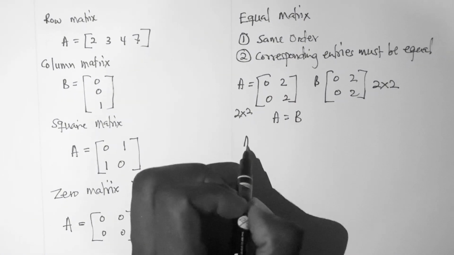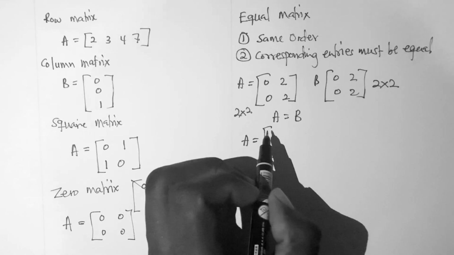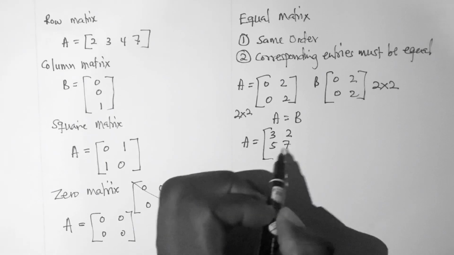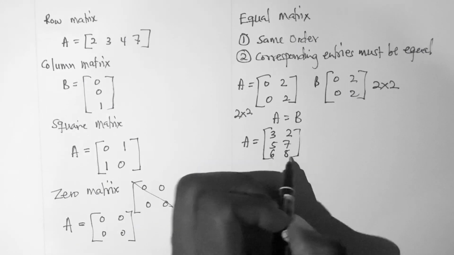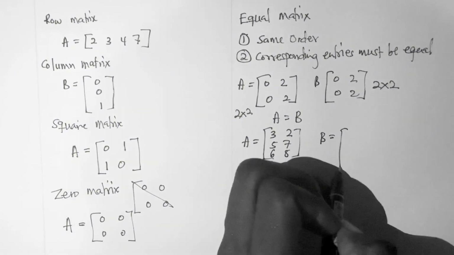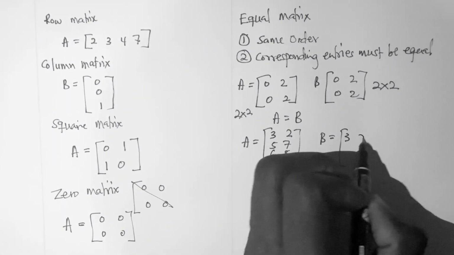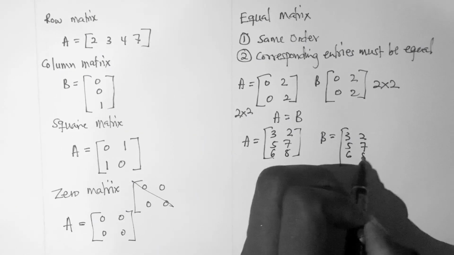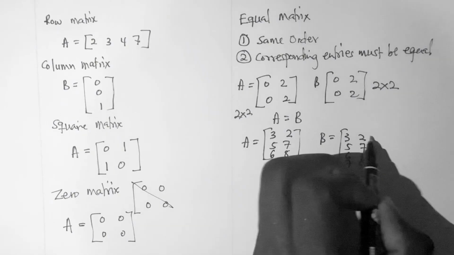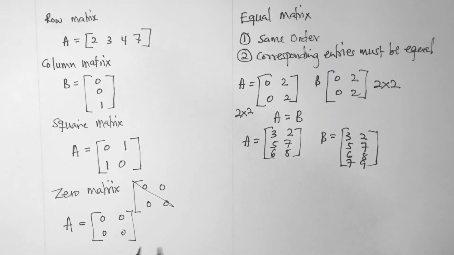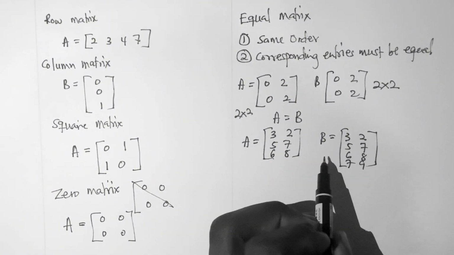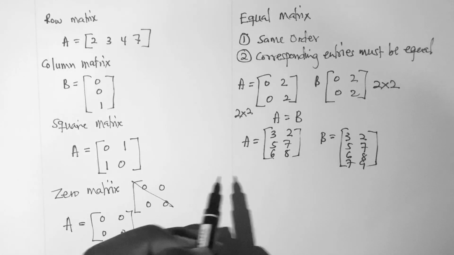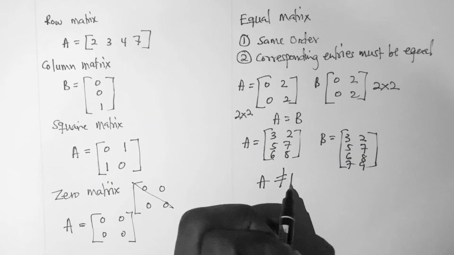Now, determine whether the following matrices are equal. Let's assume we have 3, 2, 5, 7, 6, 8. That's matrix A. And we have matrix B equals 3, 2, 5, 7, 6, 8, 7, 9. So this is matrix B. Now, are matrix A and B equal? You can see that matrix A and B have corresponding entries. However, matrix A is not equal to matrix B.